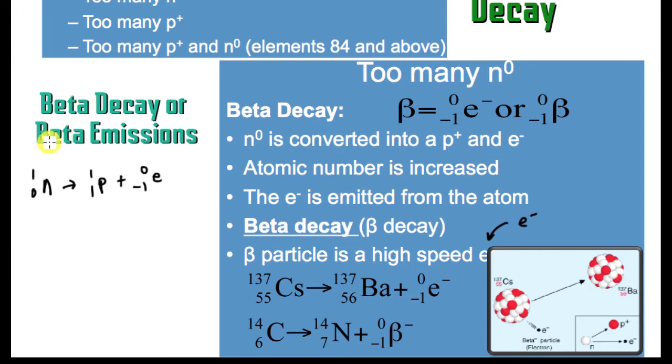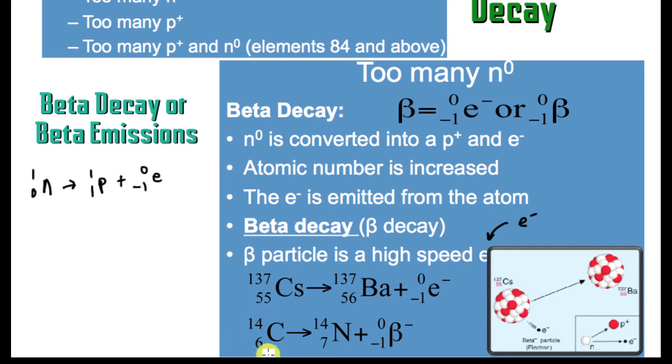So beta emission or beta decay, high-speed electrons are emitted because a neutron is converted into a proton and an electron. As a result, the atomic number is going to go up. And again, when we balance these, we add the numbers on the top and add the numbers on the bottom. The mass numbers and the atomic numbers have to add up on both sides of the equation.